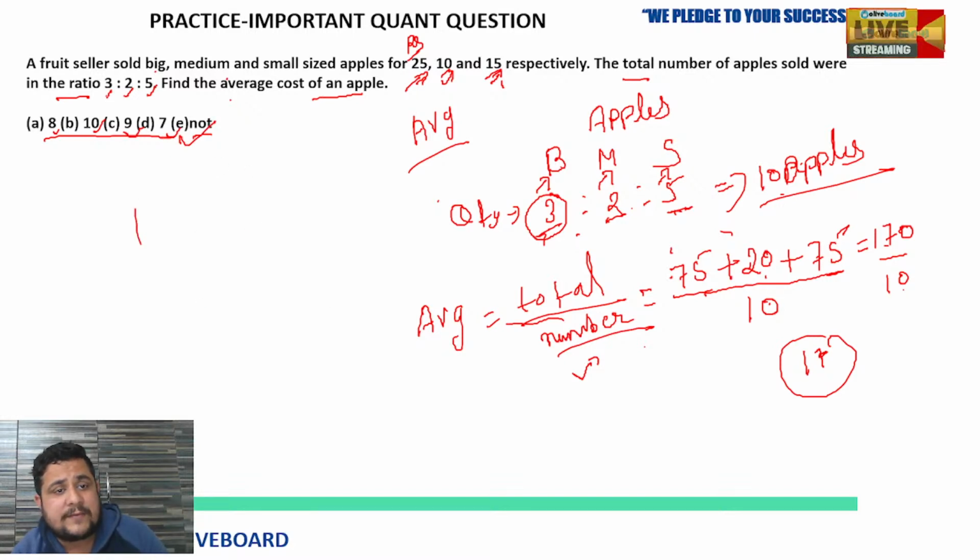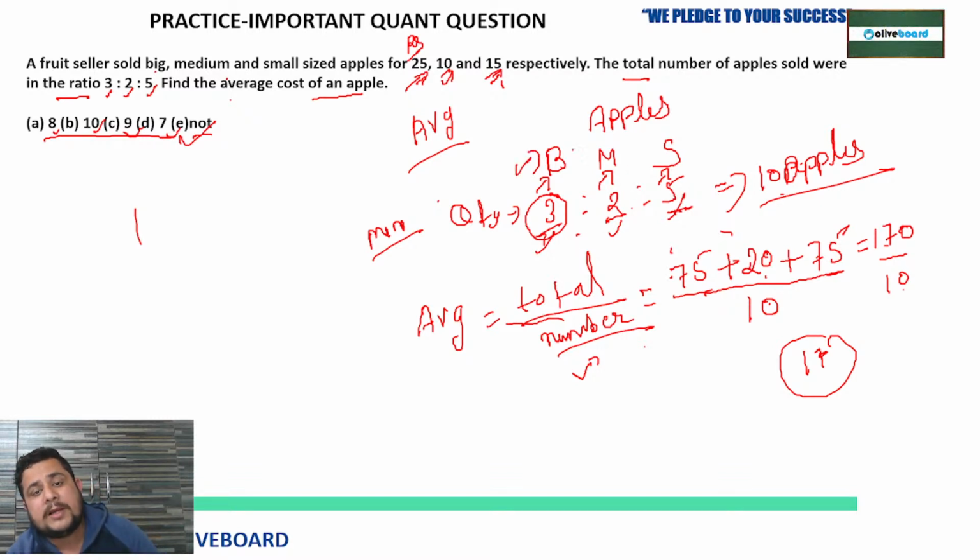So what was given? The ratio of quantity was given, and each apple's price we know, so we can assume the minimum quantity case, 3, 2, and 5. Because whatever the quantity is, 3 parts belong to the bigger size, 2 parts to medium size, and 5 parts to smaller size. So 3 into the price of the bigger apple, that is 25. Medium size apple is what?